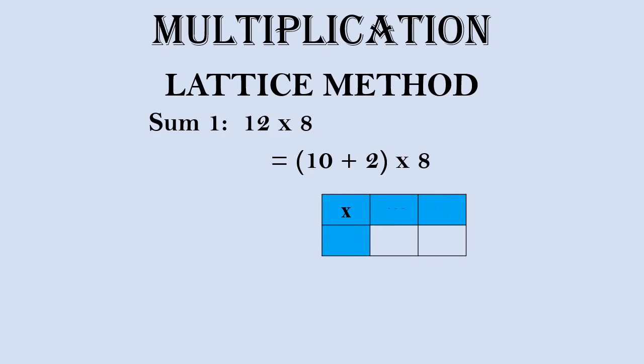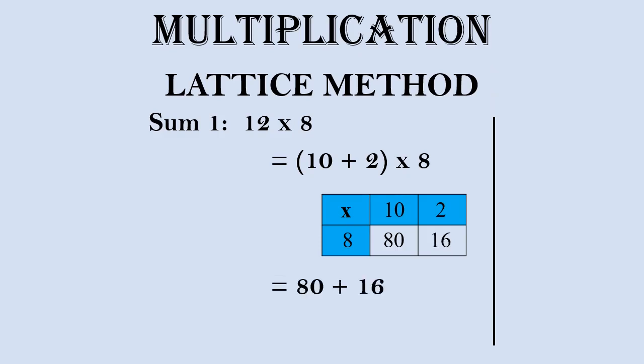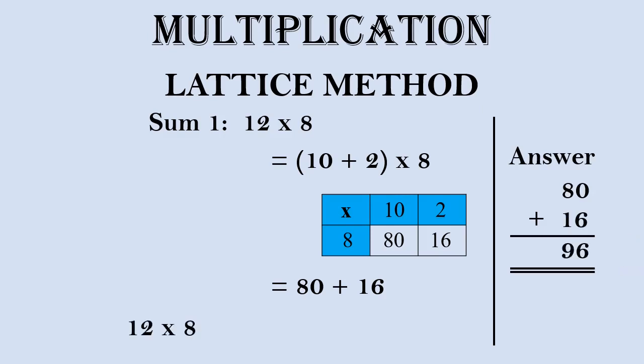The multiplicand is 2 digits. We'll write 10 and 2. The multiplier is 8, one single digit. So 8 tens are 80 and 8 twos are 16. Let's add the numbers in the white boxes. 80 plus 16. Let's see how much is that. 6 plus 0 is 6. 8 plus 1 is 9. 12 8s are 96. The second sum, 25 into 9.